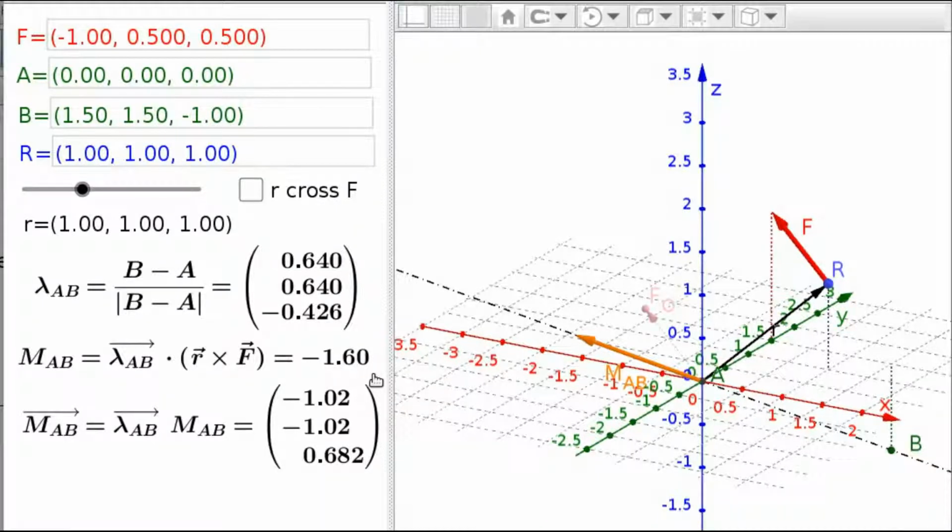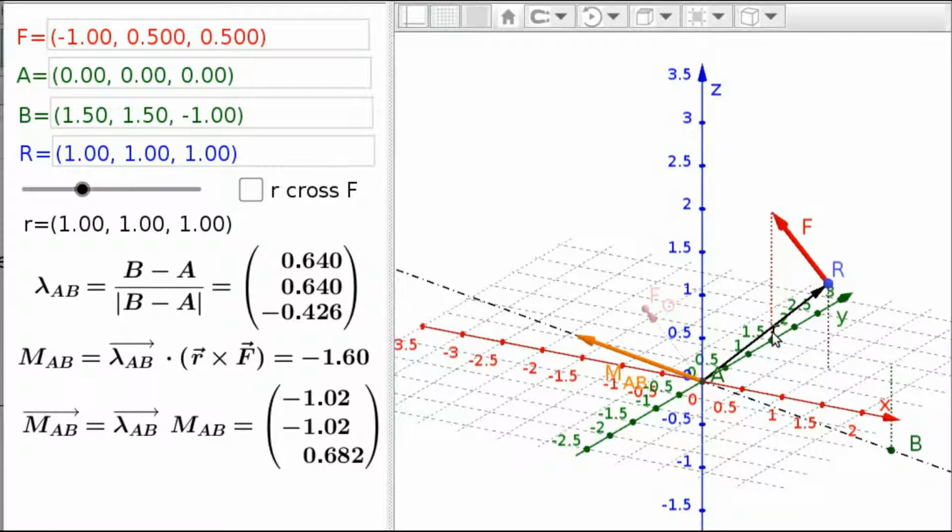Okay, here we'll be talking about a moment about an axis. In this case, I have an axis that's defined by 2 points, A and B, and it goes from A to B, so it has a direction associated with it. And we have a point out in space where a force is applied.